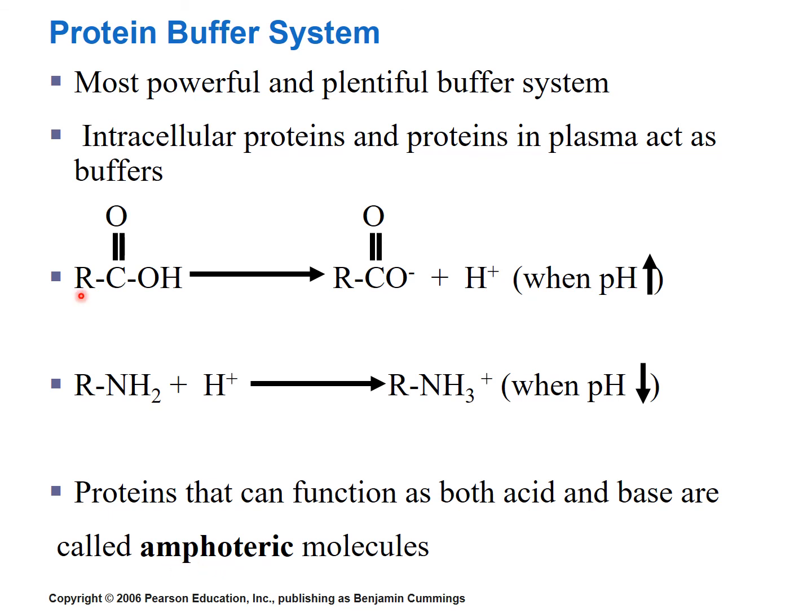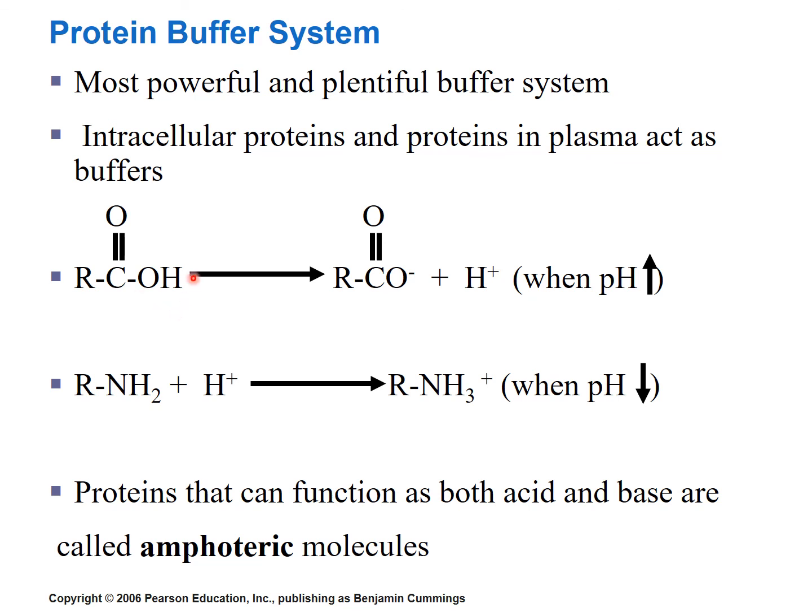So this R represents most of a protein, right? What you're looking at here is one functional group on a protein. This R represents the rest of the protein. So this R could be 50 amino acids. It could be 100 amino acids, okay? Our focus is on this functional group here. This is called a carboxylic acid. It's what makes an amino acid an acid.